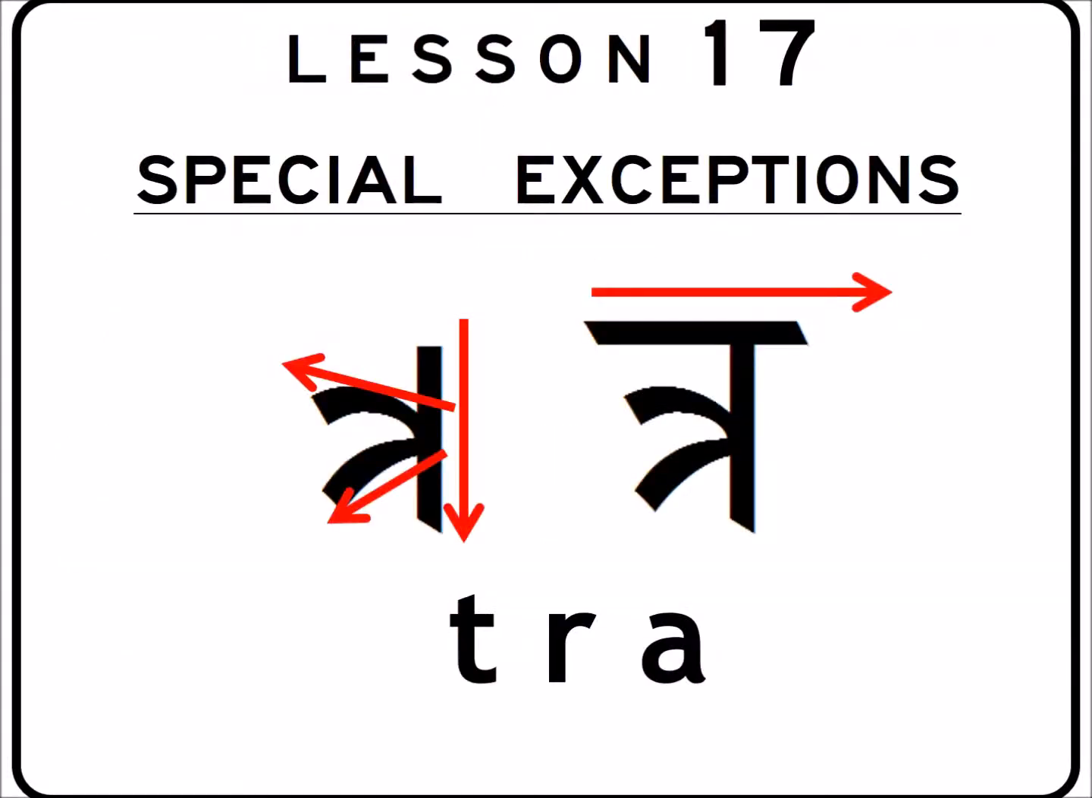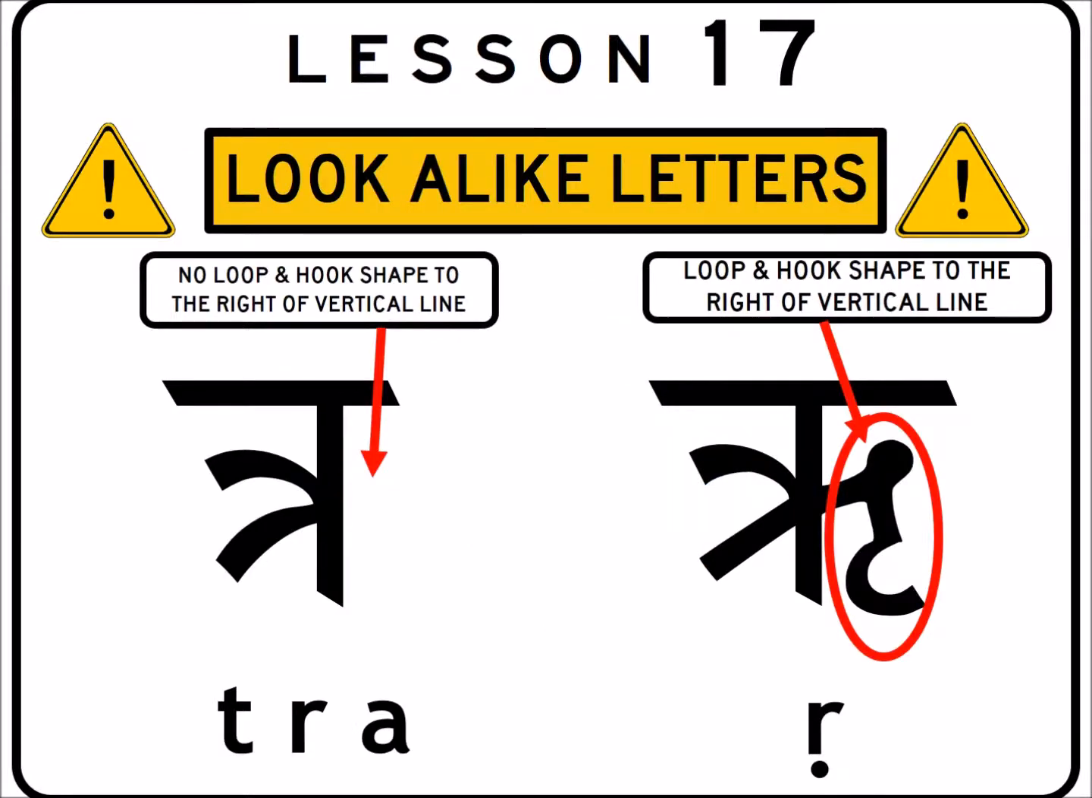To write the letter tra, we draw a backward shaped K, and then we take the top of the vertical line of the K shape and mark that with a horizontal crossbar to get the shape of tra. Now be very careful because the letter tra looks very similar to the letter r. The big difference between tra and r is that tra does not have the hook shape to the right, whereas the letter r has a hook shape to the right of the vertical line.